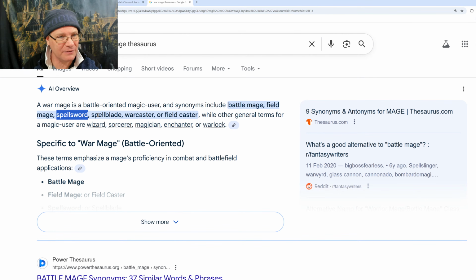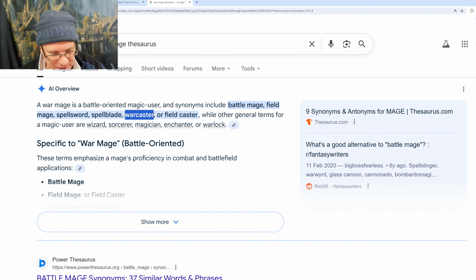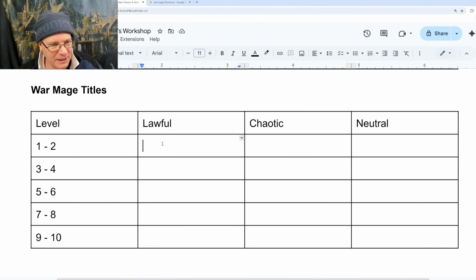What we can probably definitely use is Warcaster. I feel like the word Warcaster is good. It definitely seems like it's fitting. I don't think we have Warcaster necessarily as a title already. So let's go here with Warcaster. And is it going to be chaotic? I don't know. Warcaster. Okay.